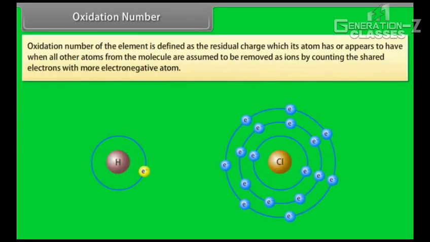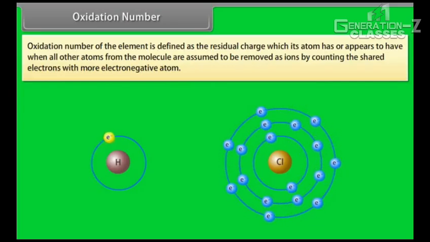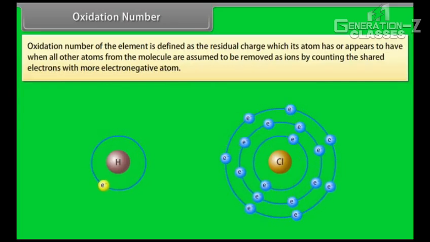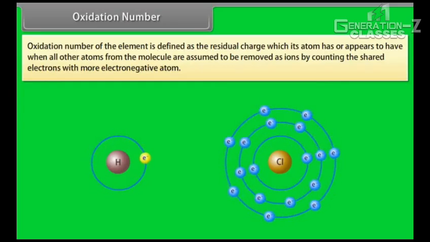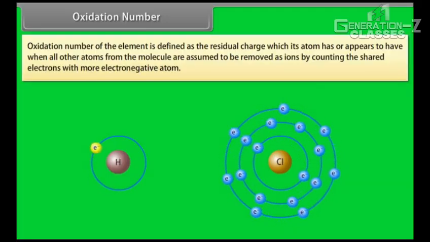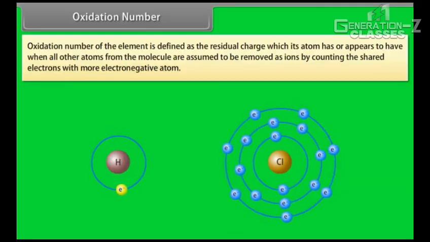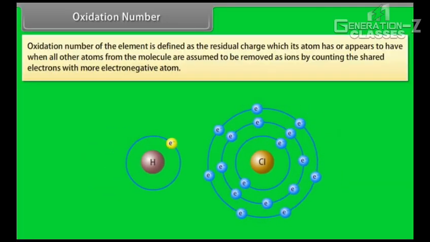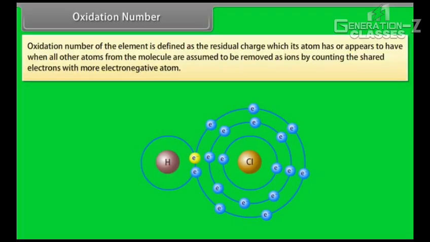Oxidation number. The oxidation number of an element is defined as the residual charge which its atom has, or appears to have, when all other atoms from the molecule are assumed to be removed as ions by counting the shared electrons with the more electronegative atom. Consider an example of the hydrogen chloride molecule.